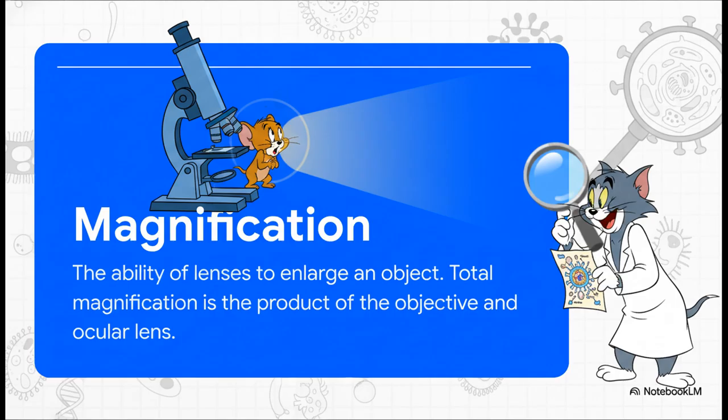And in a compound microscope, calculating the total magnification is super simple. You just multiply the power of the objective lens you're using by the power of the ocular lens, which is the eyepiece you look through.